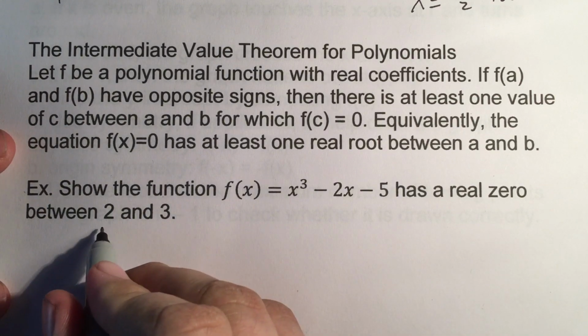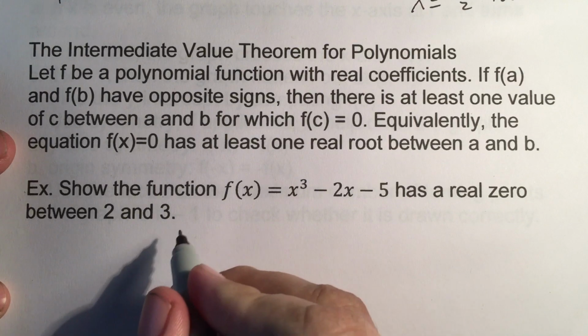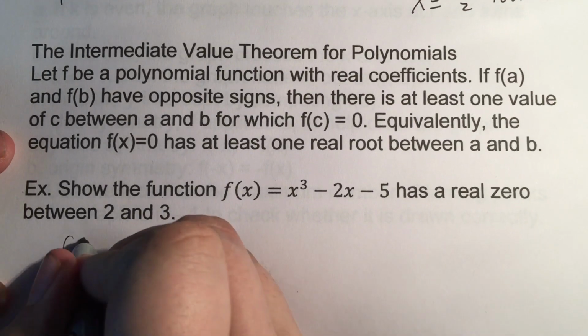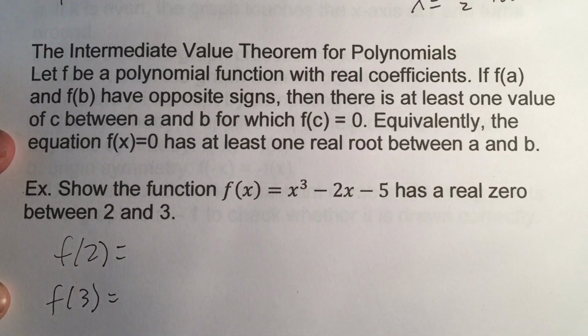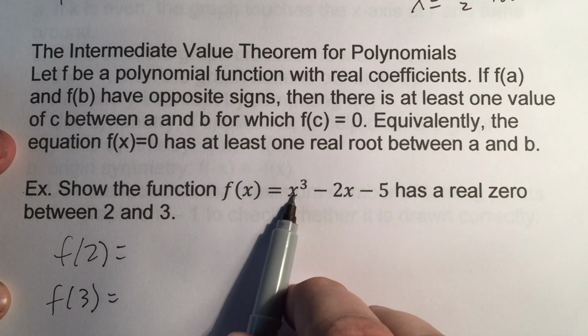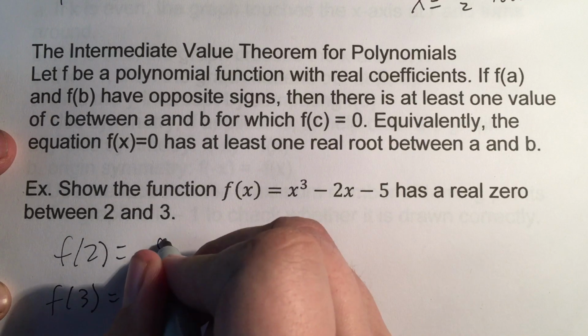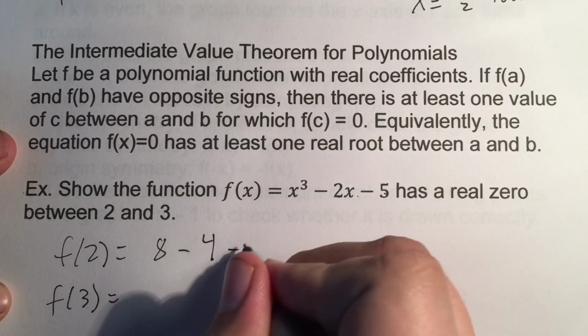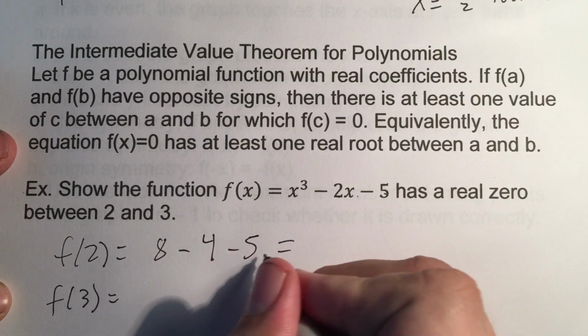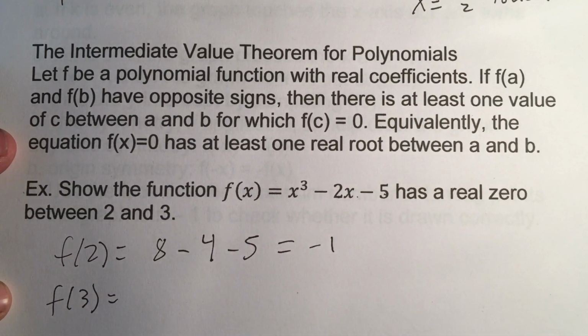So here's what you do. It says show that there is a real 0 between 2 and 3. So all you have to do is this: f of 2, f of 3. So if we put 2 in here, 2 to the third is 8, minus 2 times 2, which would be 4, minus 5. 8 minus 4 minus 5 is going to get us to be negative 1.